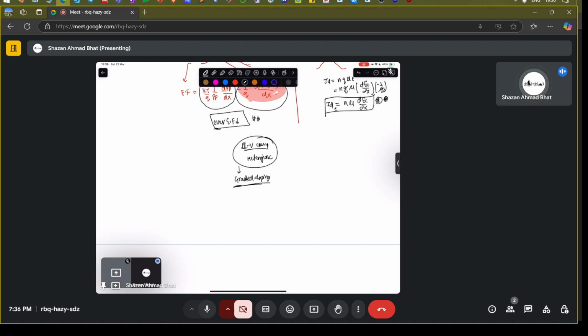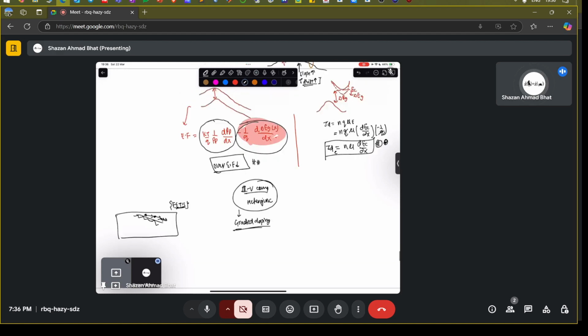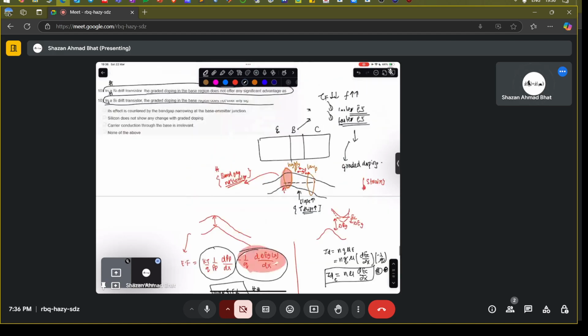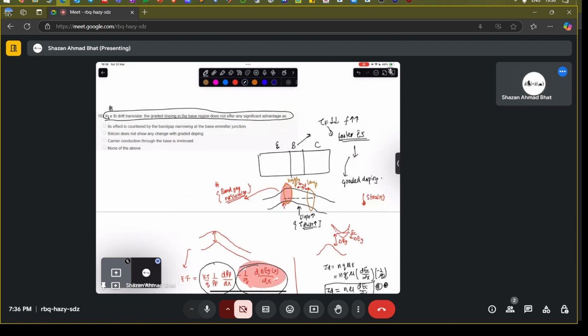You might have seen, if you remember, there was a concept of graded doping in one of the FETs. If I remember, that was the FET where you do the graded doping and create a profile in the channel so that electron transit time reduces in the channel. Okay, this is a similar effect. So now that means its effect is countered by the band gap narrowing at the base emitter junction.